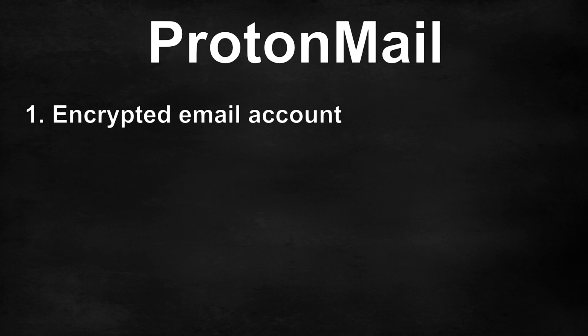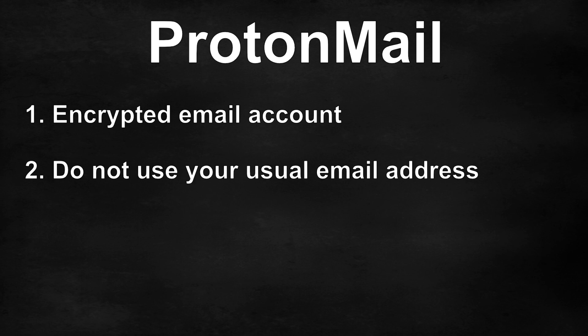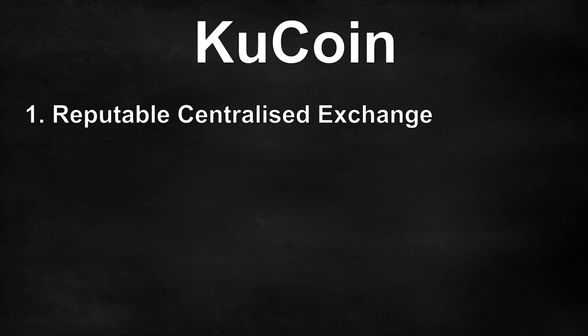If you want to sign up to a centralized exchange, you're going to need an email address. However, because the scope of this video is how to obfuscate your cryptocurrency transactions, you really don't want to use your personal email, as that is more than likely identifiable back to you, and that defeats the whole purpose. So, Proton Mail is a free encrypted email service, and when you set up an account with Proton Mail, it is best to use a completely random address which will not be easily linked back to you. And we will use KuCoin.